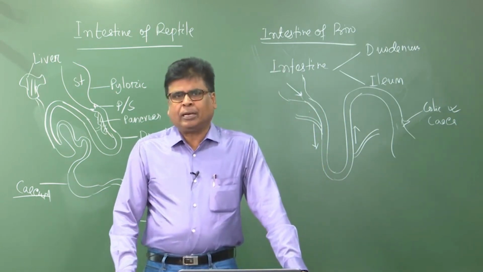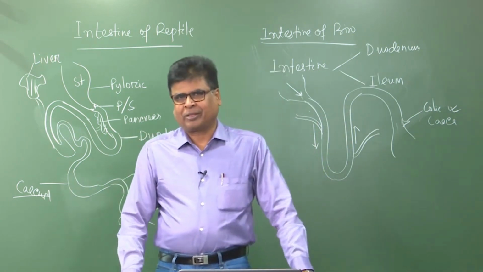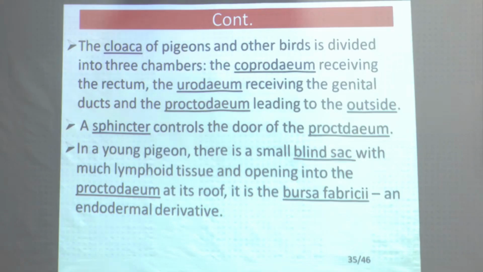Then the large intestine leads to the structure that is known as cloaca, because just like reptile, this also has the cloaca. In case of bird, for example, I am taking the example of the pigeon, the cloaca is divided again into three chambers. We know these chambers were first developed in case of reptile. The first one is the coprodeum, and coprodeum receives the fecal material from the rectum.